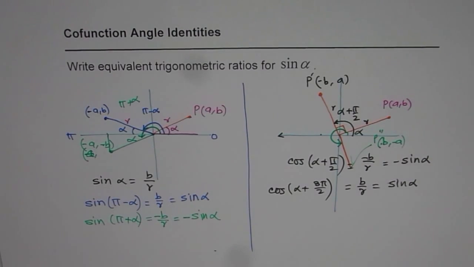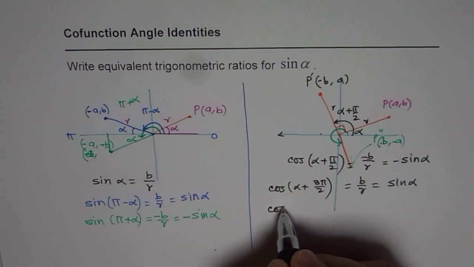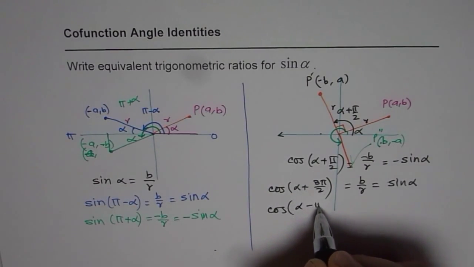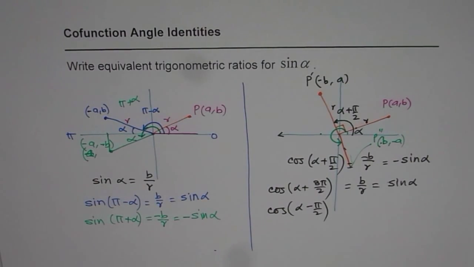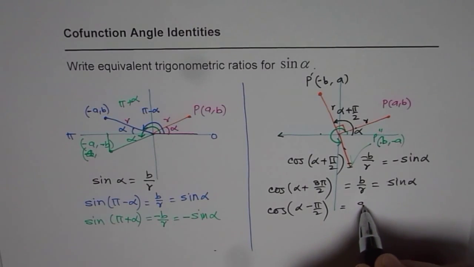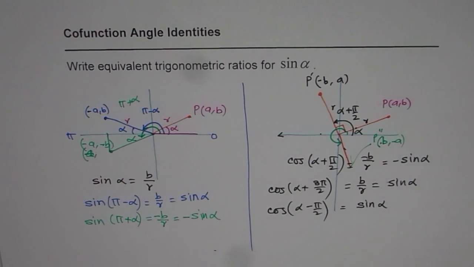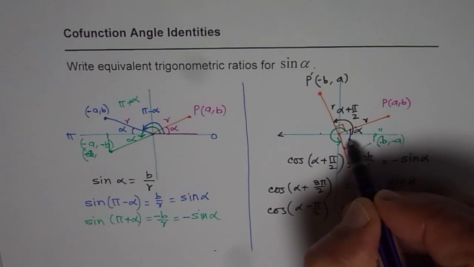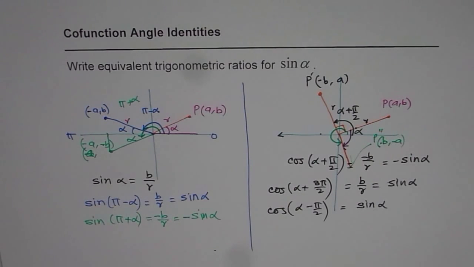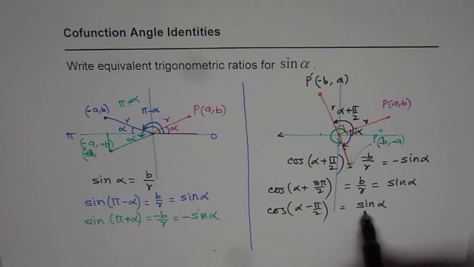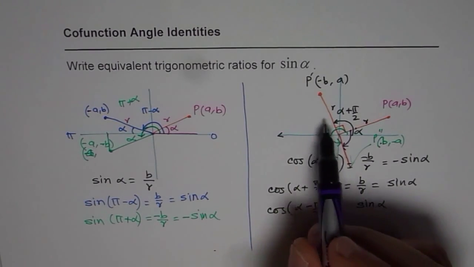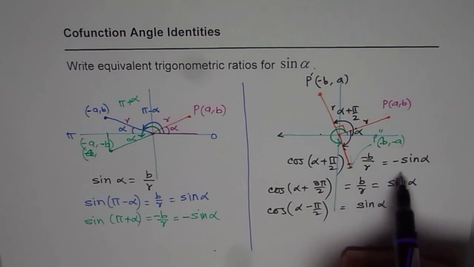And in similar fashion, we can explore cos of alpha minus pi by 2 also. If I do alpha minus pi by 2, I come back to the same position, right? So in that case, that should be equal to sine alpha, because if I go from alpha to minus pi by 2, then this is my position. Is that okay? So in that case, again, it is sine of alpha. Since cosine is positive in quadrant 4, we get a positive sine. Since cosine is negative in quadrant 2, we get the negative sine.